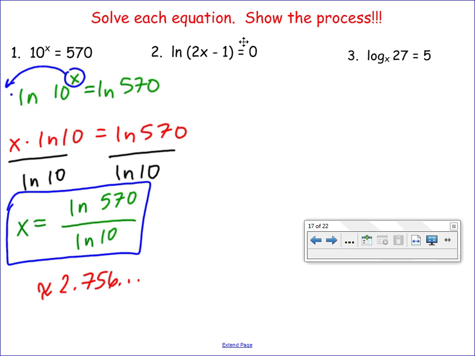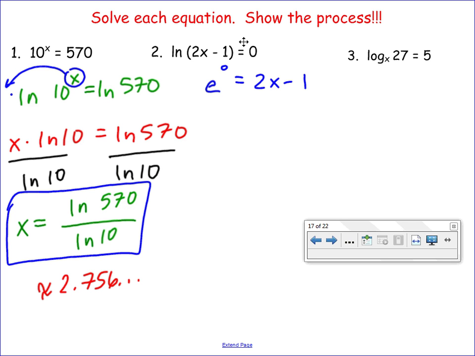Because I don't have an exponential here, my variable's not up in the exponent, I can rewrite this as a power statement, like we did in the Bellwork. So e to the 0 equals 2x minus 1. So this one we don't have to do the log of a power property. e to the 0 equals 2x minus 1. And then depending upon where x is, you'll use a different series of inverse operations.